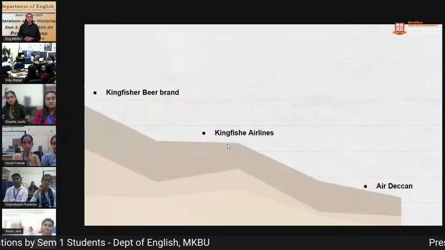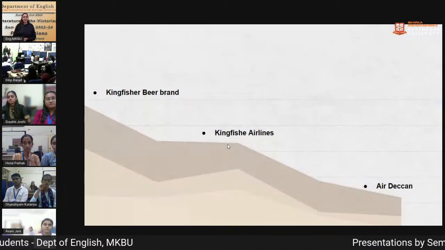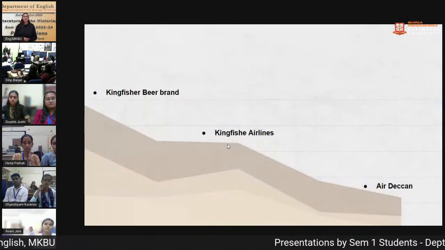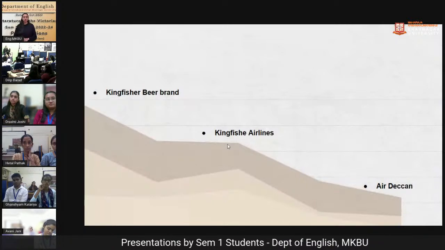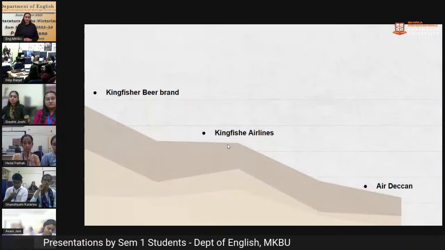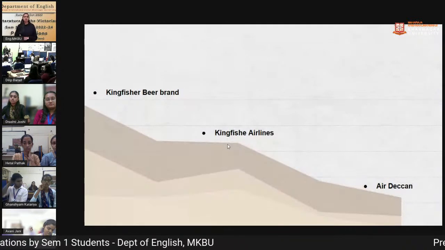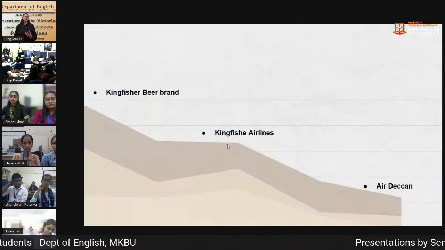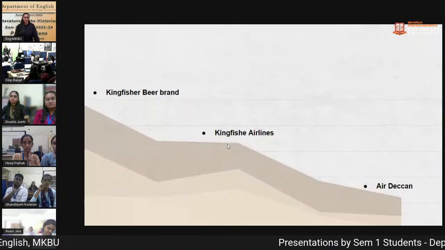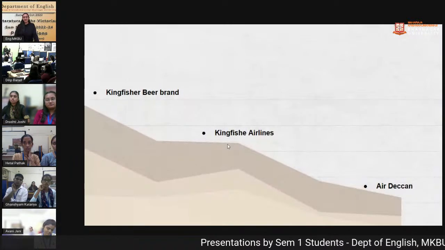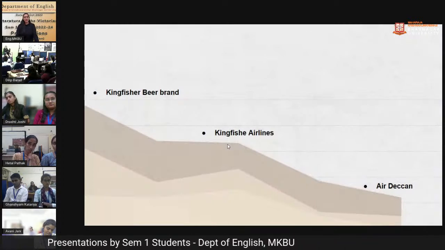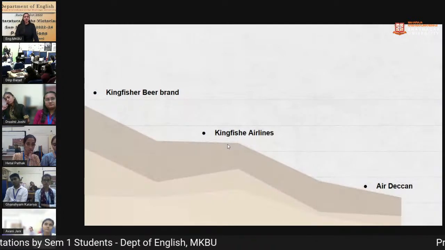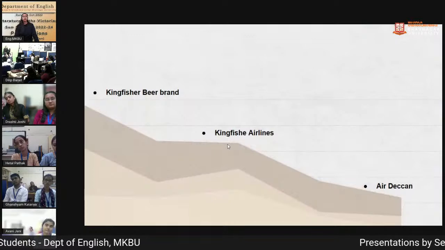Then next he started Kingfisher Airlines. There is a typo error that I tried to fix, but there are some glitches, so I cannot correct it. Later on, he launched Kingfisher Airlines, and next Air Deccan. He merged Kingfisher Airlines and Air Deccan together, and he started running two airlines parallel.